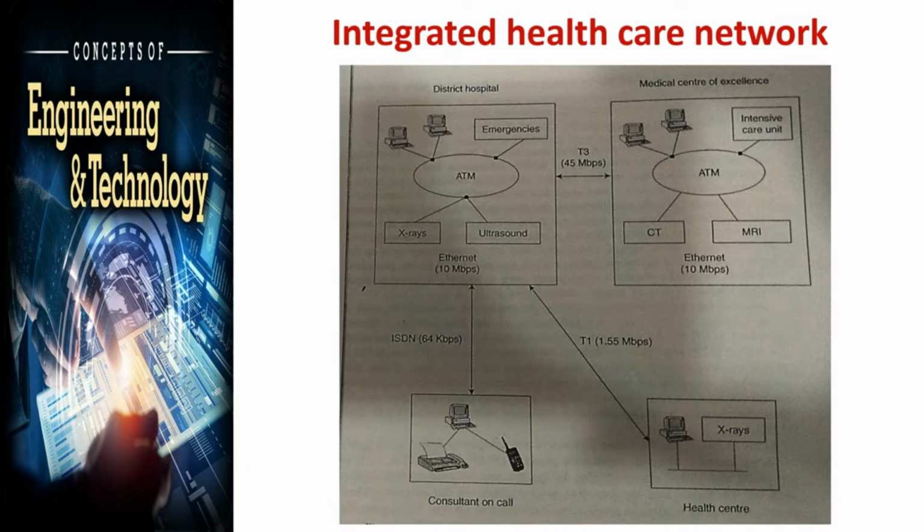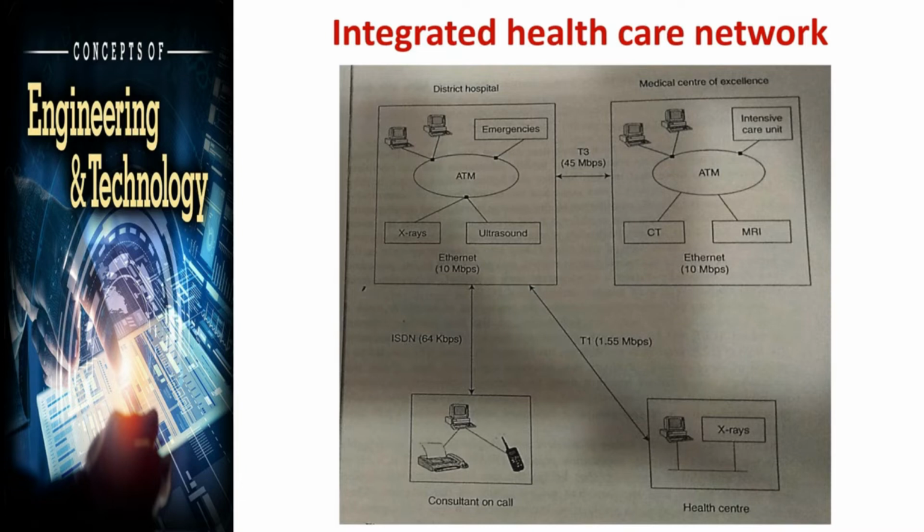You have a consultant on call. Whenever it's required, the consultant will be connected with the call. We have a different set of speed networks here. You can check that: from 64 kbps up to 45 Mbps we have the connectivity. When the medical center of excellence is connected to the district hospital, we require 45 Mbps of speed, because we'll be sharing information like CT, MRI and intensive care. The CT and MRI require a lot of bandwidth to share the information. That is the reason it is connected with 45 Mbps.